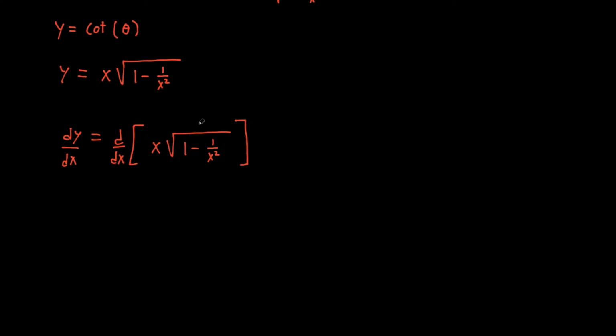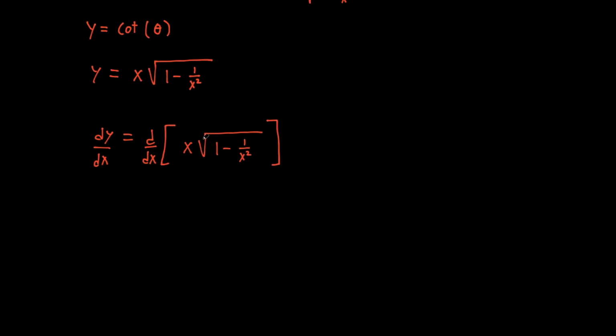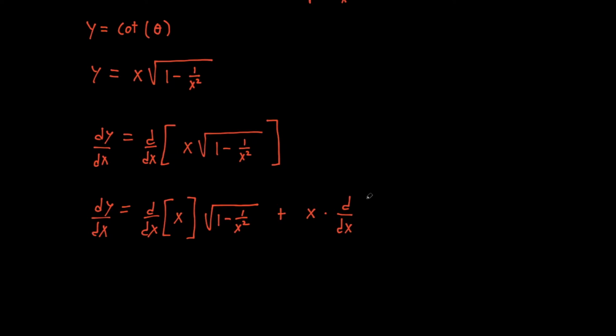And we've got a function. We've got a function of x times this function over here, and we're going to get dy/dx equals, using the product rule, d/dx of x times the square root of 1 minus 1 over x squared, plus x times the derivative of the square root of 1 minus 1 over x squared.